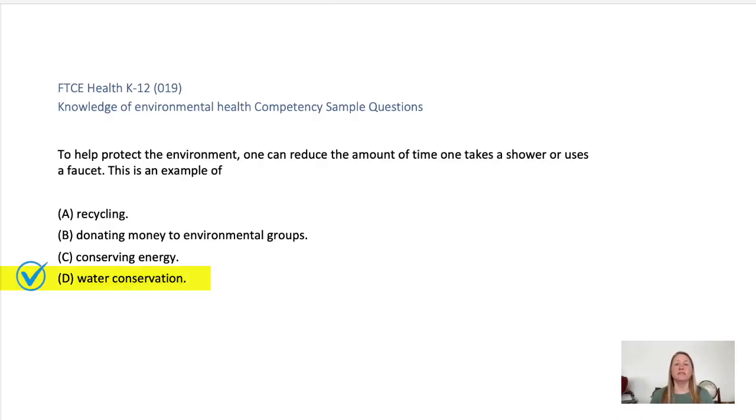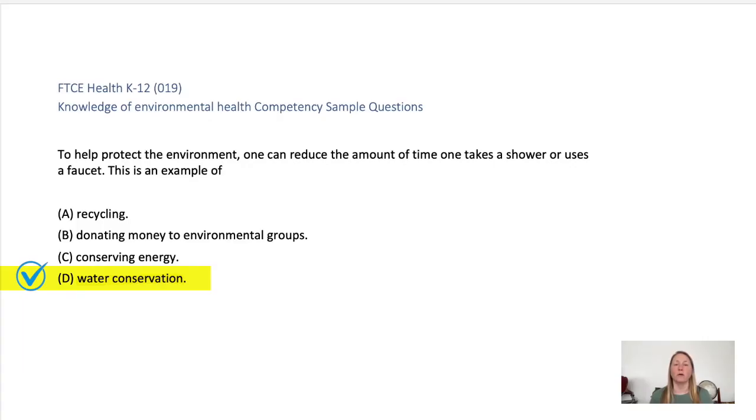The correct answer is D, water conservation. Water conservation is being aware of how much water you are using and actively trying to use less. Little things like showering for less time or turning off the water while brushing your teeth can make a difference in overall water usage.